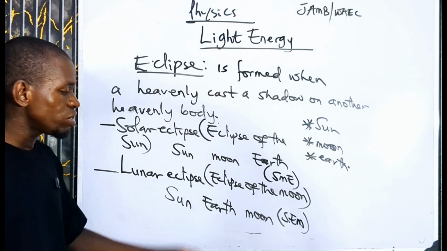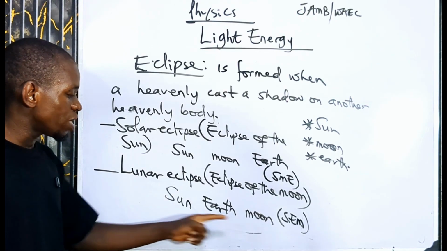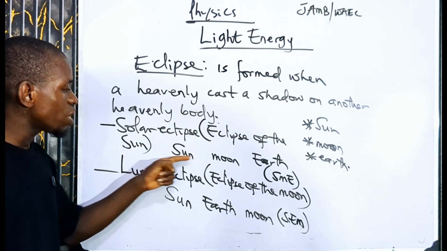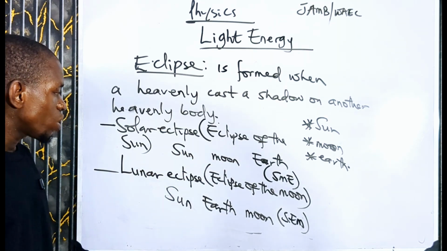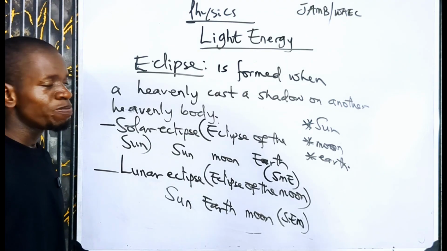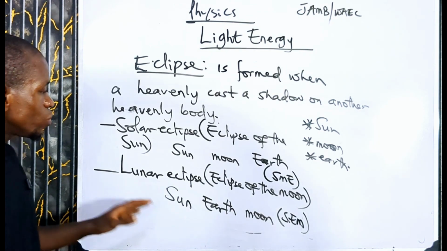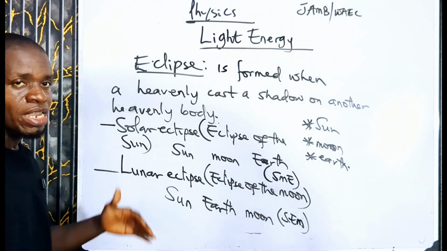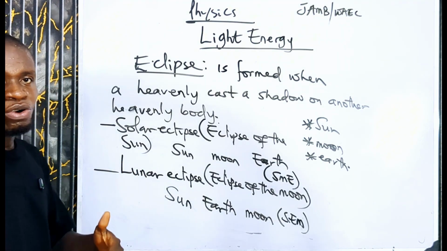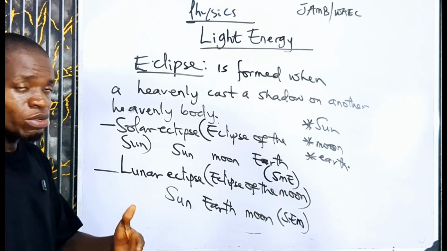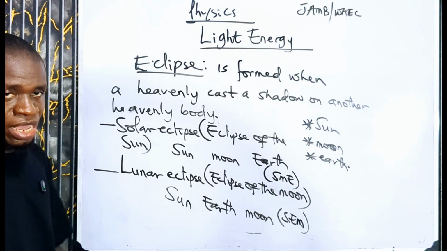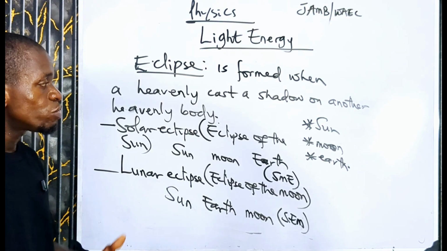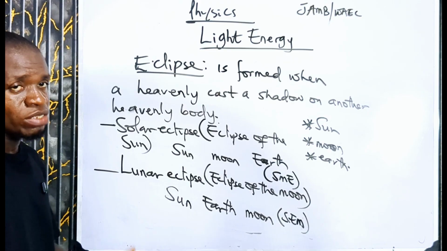When the earth is in between the sun and the moon, it forms the lunar eclipse. And when the moon is between the sun and the earth, it is called your solar eclipse. Now, we are expected to know some diagrams. I am going to draw the solar eclipse and the lunar eclipse, and also show you total eclipse and partial eclipse, because it's very important you know this, since your examiner might twist a question in that sector.